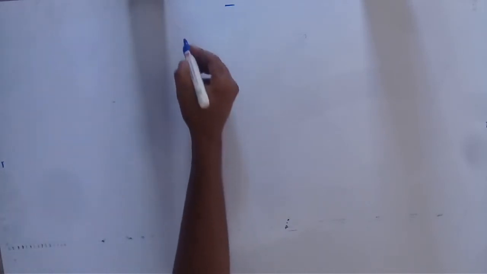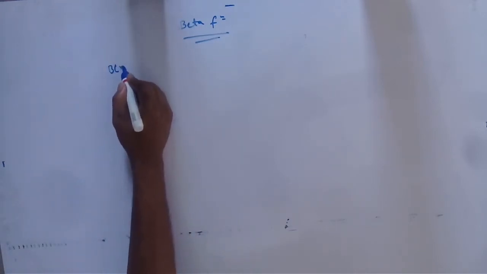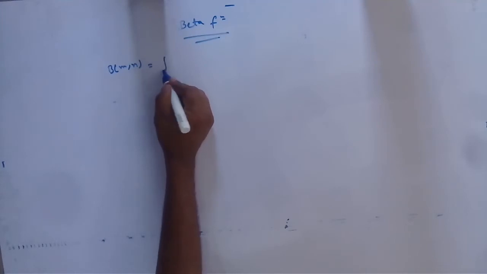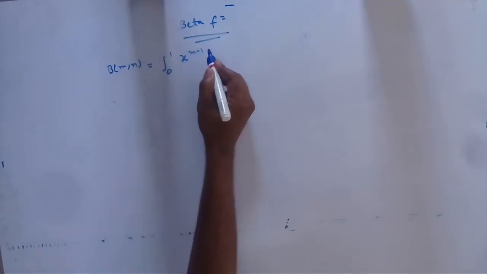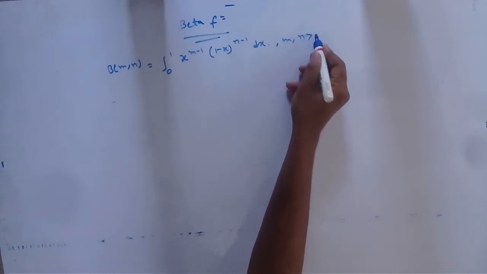So the next function is the beta function. The beta function is also a special type of improper integral. The beta function is defined as beta m n equals the integral from 0 to 1 of x to the power m minus 1, 1 minus x whole to the power n minus 1, dx, where m and n are greater than 0.